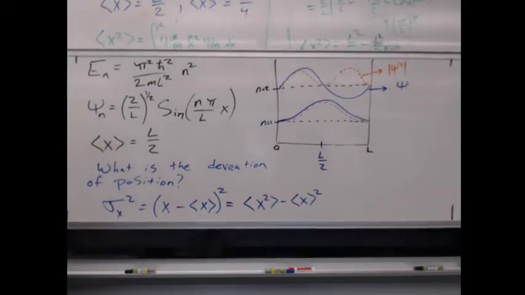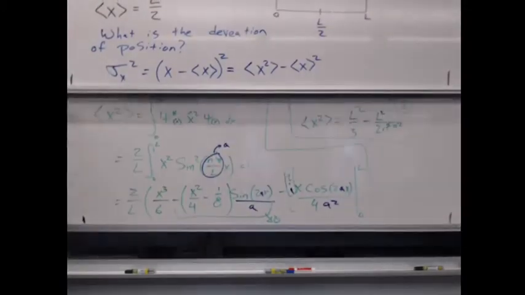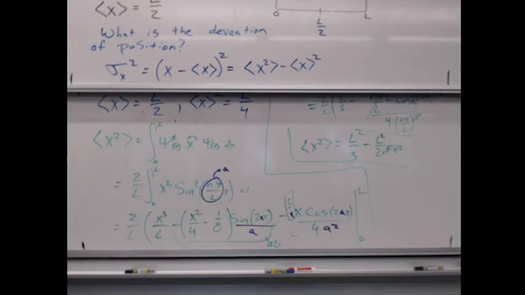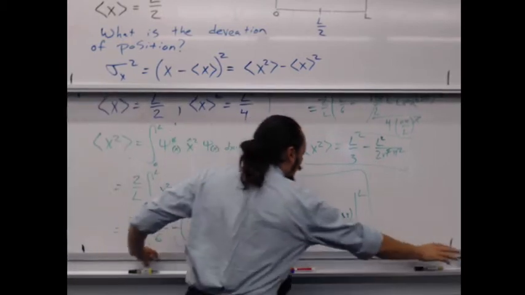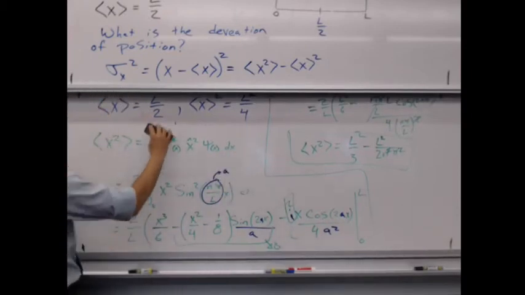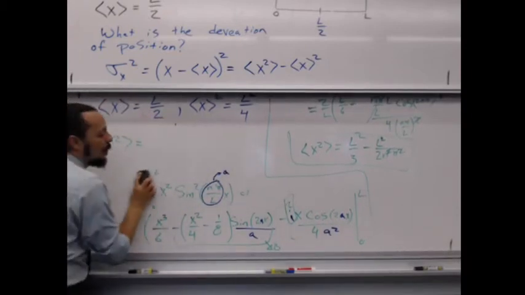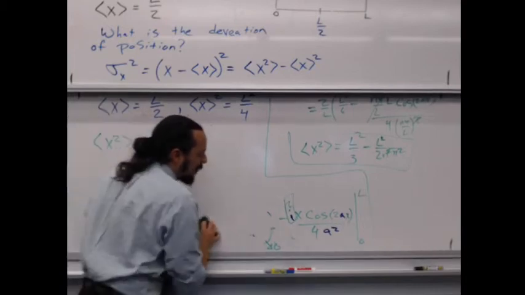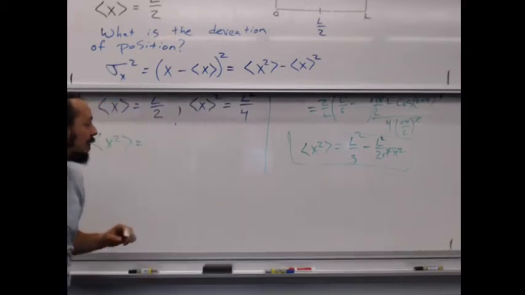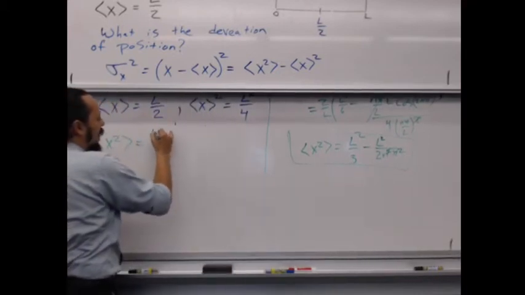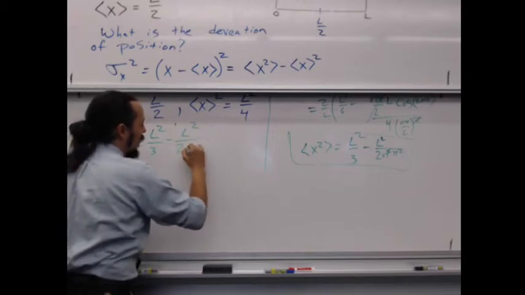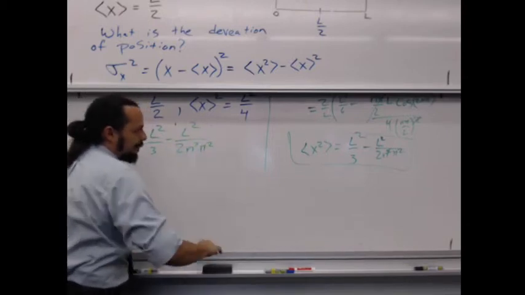So, sorry about my math flub there. Like I said, I think it's just that extra A term. I think that's it. So I'm going to go ahead and erase that mistake and just plug in this value of x squared here. So we can look at what this gives us in terms of the variance, the way that the position deviates. So I'm going to have L squared over 3 minus L squared over 2 n squared pi squared.